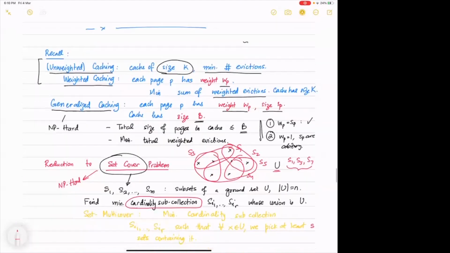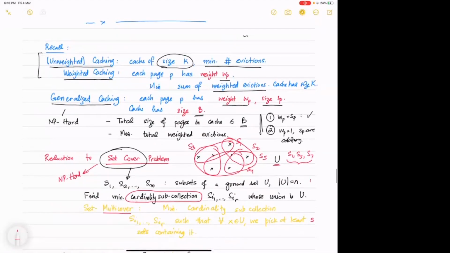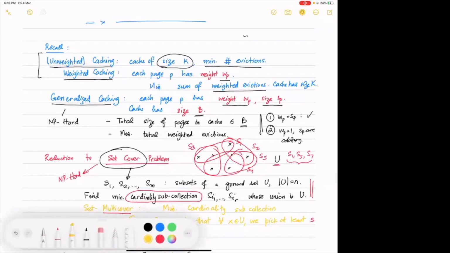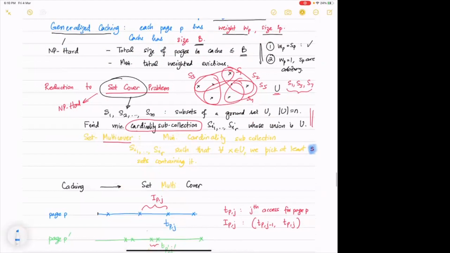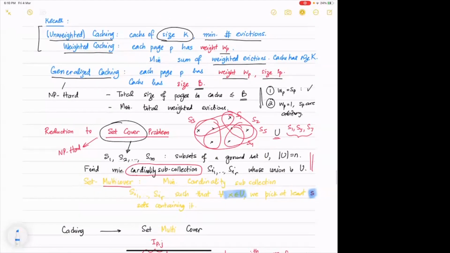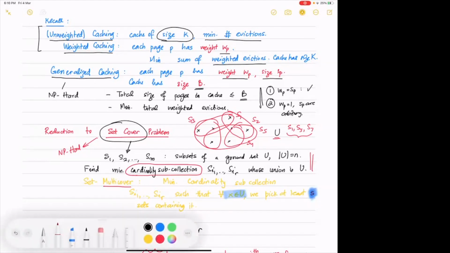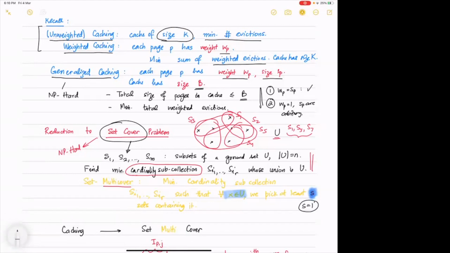A slightly more general version of this problem is called set multi-cover. It's exactly the same problem, but I also specify a parameter S. You're given a number S, and what I want is that for every element X in your ground set U, you should have picked at least S sets which contain it. The usual set cover problem corresponds to the case when S is equal to 1, because then you want a collection of subsets where every element is present in at least one of these sets. If S is equal to 2, you want a collection where every element is in at least 2 of these. This is called the set multi-cover problem.